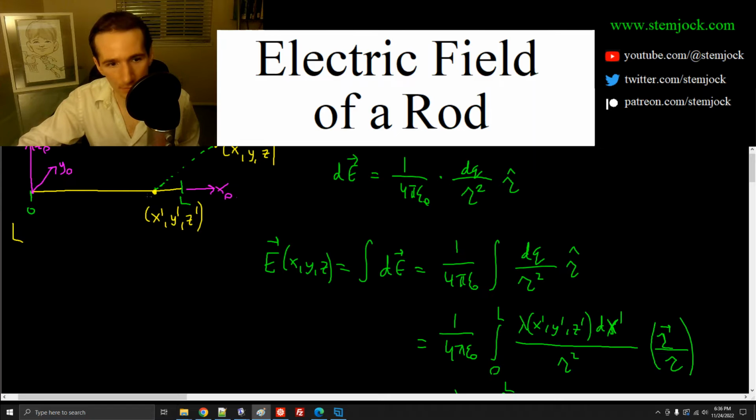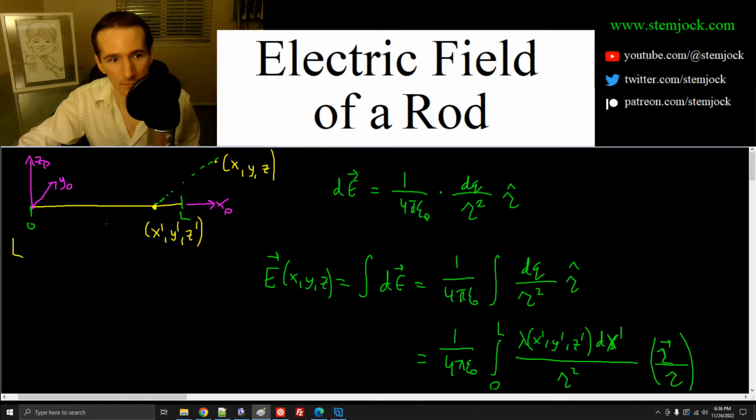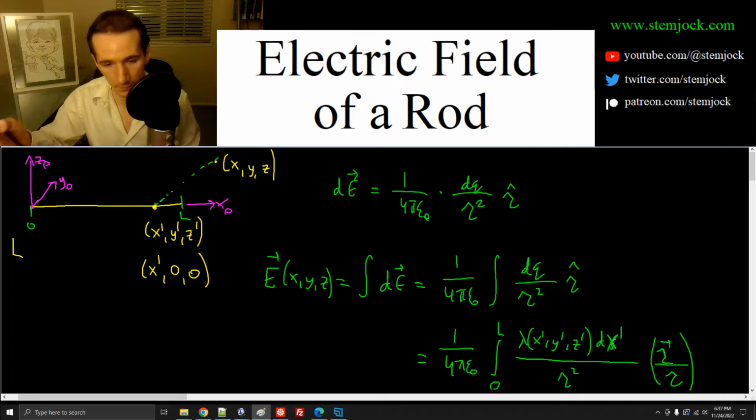And because I've chosen this coordinate system as I have, the point here becomes x prime, 0, 0, because on the x0 axis, y prime and z prime are 0.